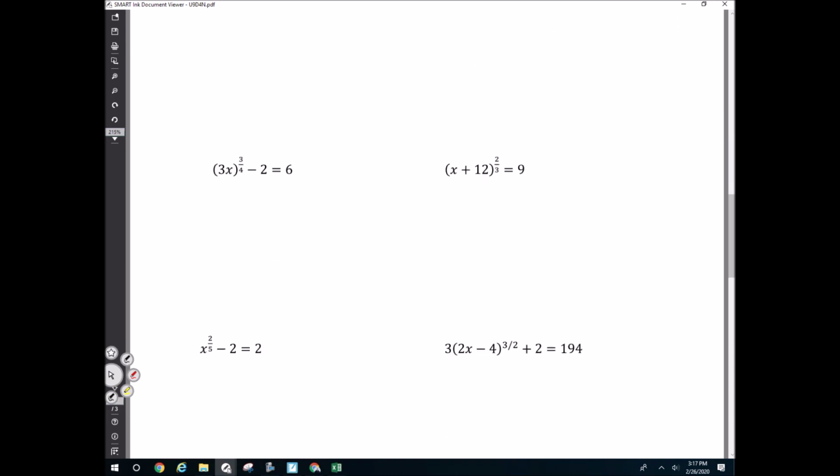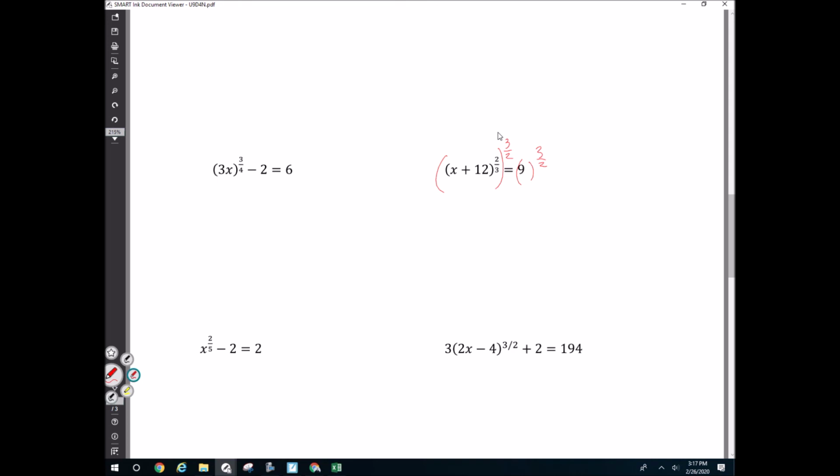We will either start with a power that's isolated, like this situation. Here we have 2/3. We will take both sides to the 3 halves power so that I can get rid of that 2/3 power. Well, that means I need to take 9 to the 3 halves. What is 9 to the 3 halves? Everybody do it if you haven't done it yet.